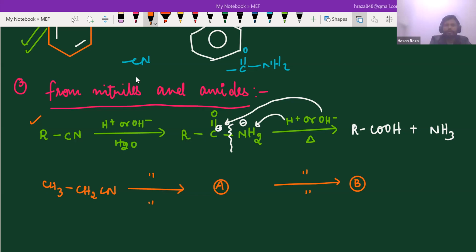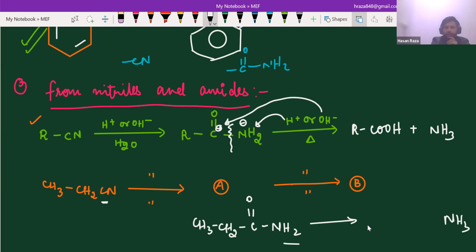So see, this will be converted. As you can see, CH3CH2 will be as it is, and this will be converted into amide. After this, NH2 will be converted into NH3, and at the place of NH2, you are going to add OH. This is your CH2, this is your CH3, and this is your OH.